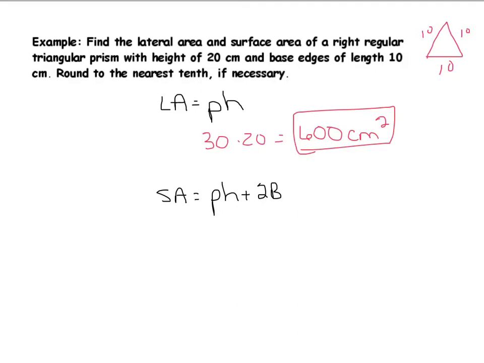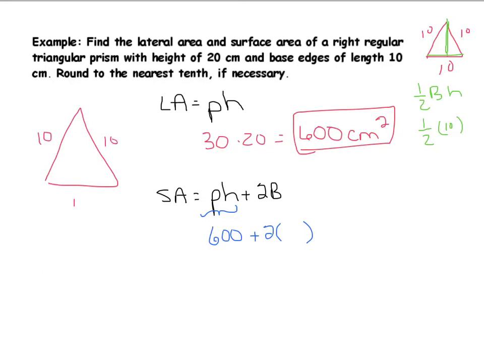Well, we know that this first part here is 600, right? And I'm going to take 2 times something. I have to find the area of the base. The base here, you guys, is a triangle. So to find the area of the base, it's going to be 1/2 base times height. Well, this is 1/2 times 10. I have to find my height. Well, lucky for us, this is an equilateral triangle. Remember, in an equilateral triangle, I'm going to blow this up here.